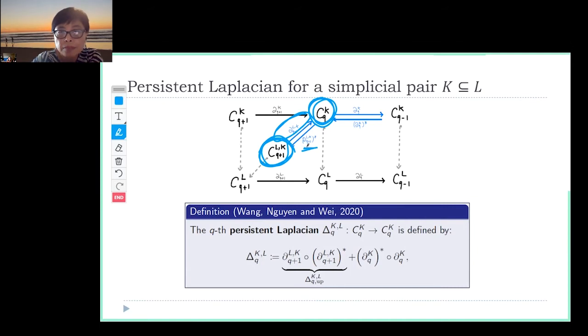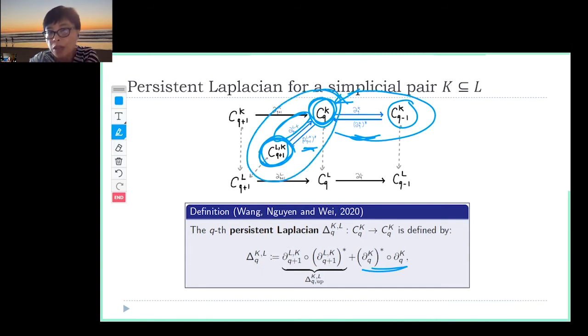Now to define the Laplace operator for K, we are going to use the down operator, which remains the same, because once you take the boundary of chains in the q chain group of K, it goes here. The down operator remains the same, but for the up operator, we're now going to take this branch. We take the adjoint of this restricted boundary operator and then the boundary operator back. So the up operator will use information from the bigger complex L. The down operator remains the same as before. So this is the persistent Laplace operator, previously introduced by Guowei Wei's group. I should point out that this one is not me. It's from Guowei's group.